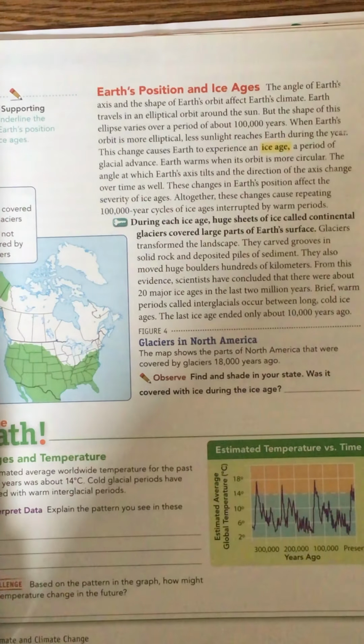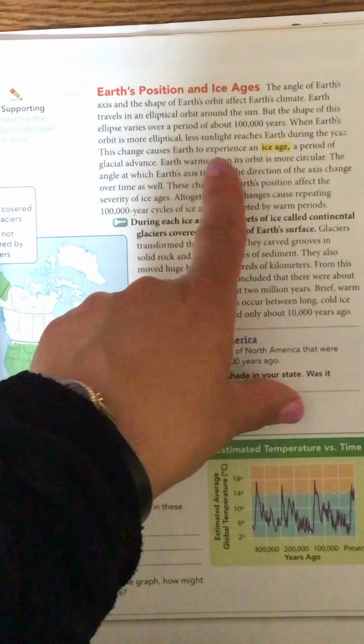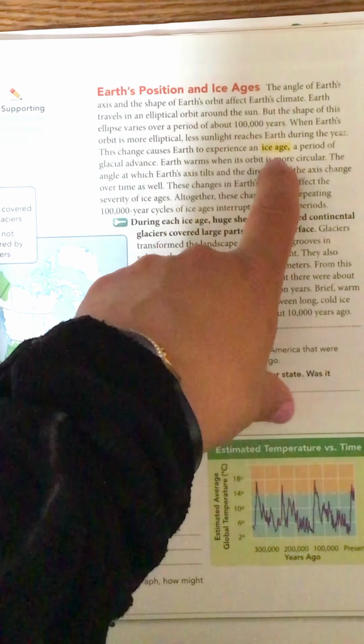Earth warms when its orbit is more circular. The angle at which Earth's axis tilts and the direction of the axis changes over time as well. These changes in Earth's position affect the severity of ice ages. Altogether, these changes cause repeating 100,000-year cycles of ice ages interrupted by warm periods. The ice ages, just to refresh, the change causes Earth to experience ice ages.